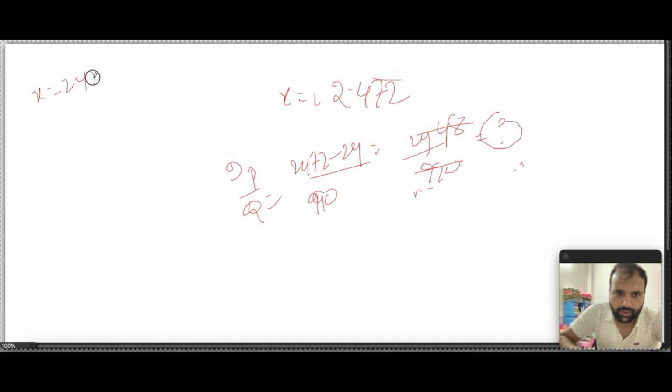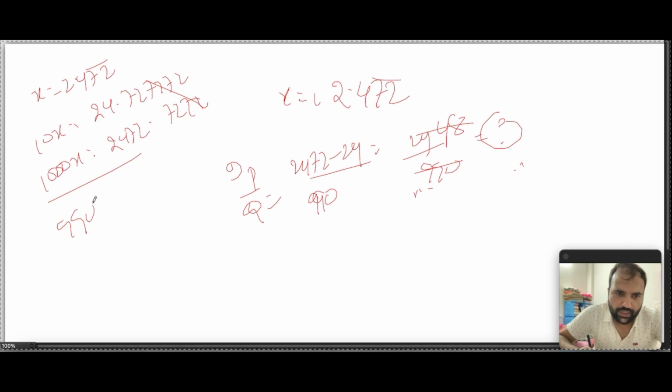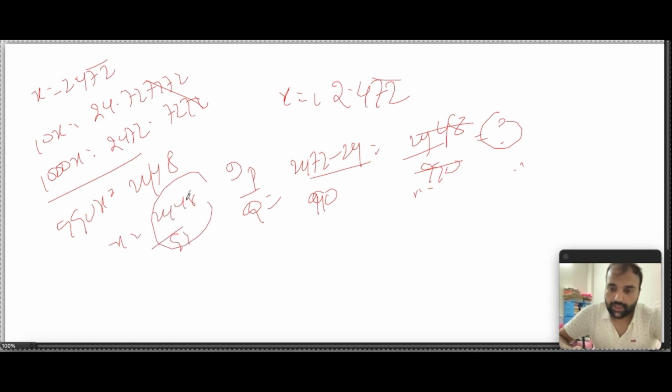x is equal to 2.4727. So first thing we do is 10x, so that we have 24.727272, and then we multiply by 100, so we have 2472.7272. This is cancelled out. We have 990x is equal to 2448. x is equal to 2448 by 990.